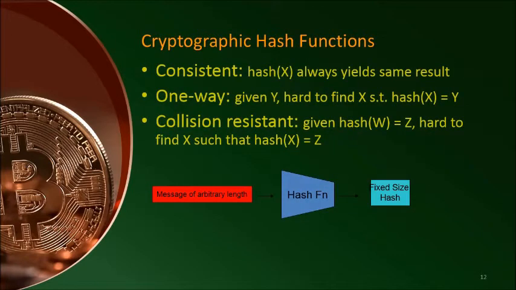Cryptographic hash function. Consistent: hash of X always gives the same result. One way: given Y, it is hard to find X such that hash of X equals Y. Collision resistance: given hash of W equals Z, it is hard to find X such that hash of X equals Z. So here is a message of arbitrary length, in the red box, it is passed through the hash function and a fixed-size hash is formed.